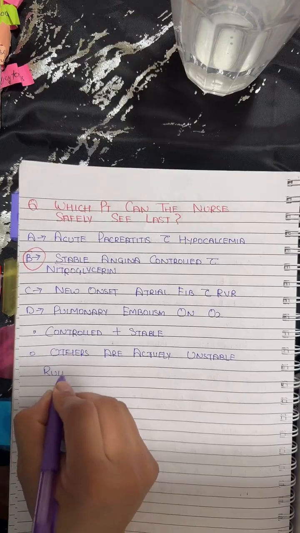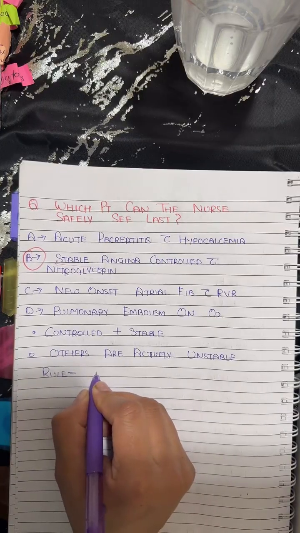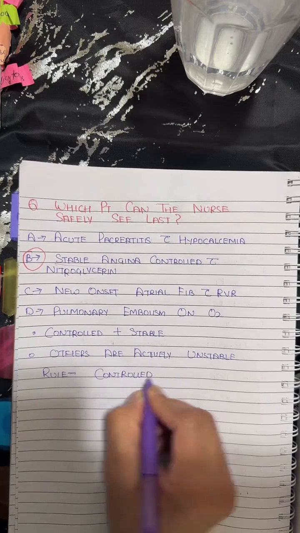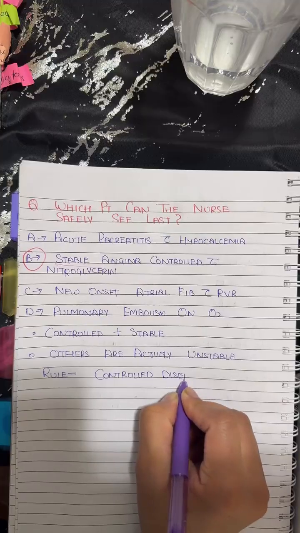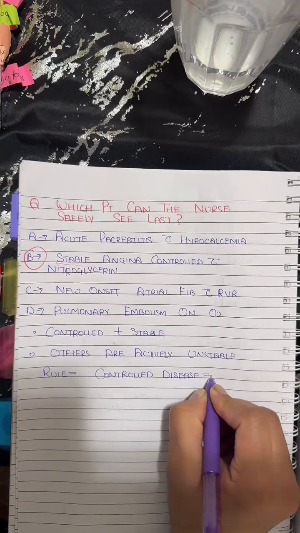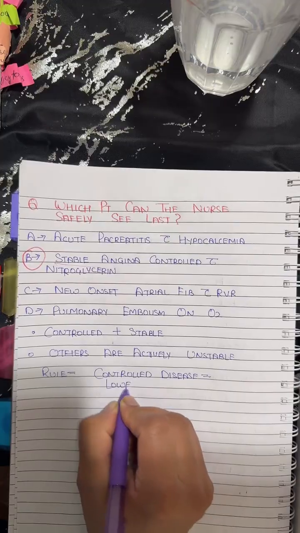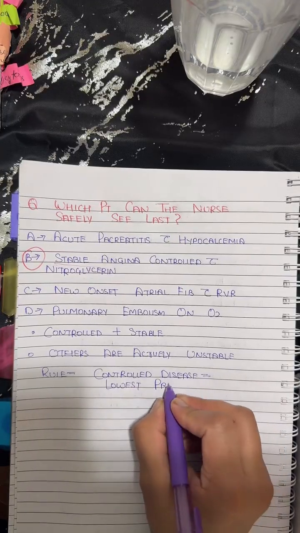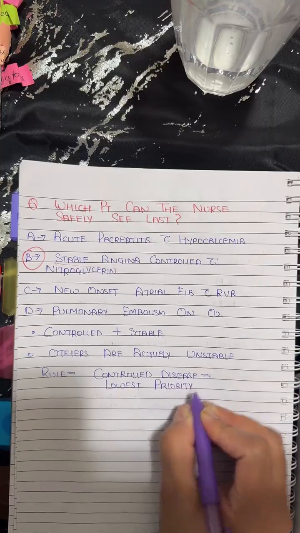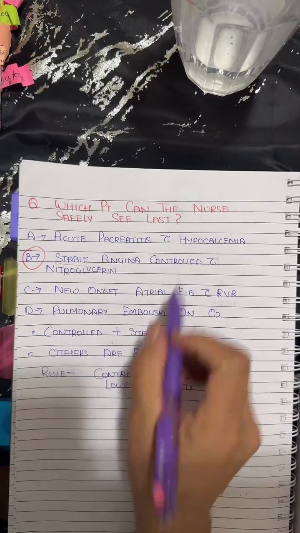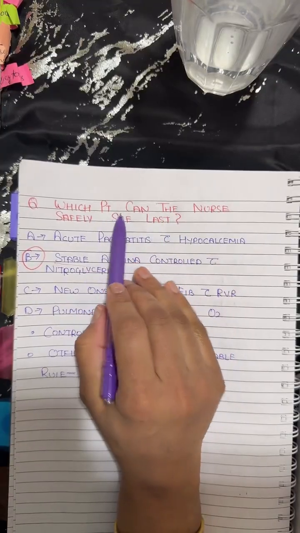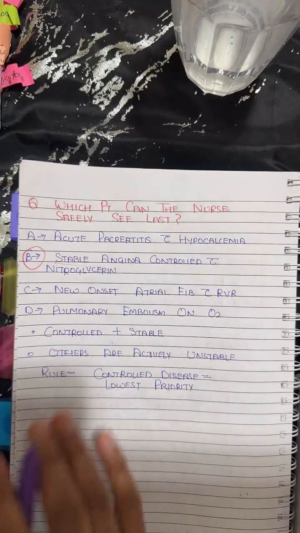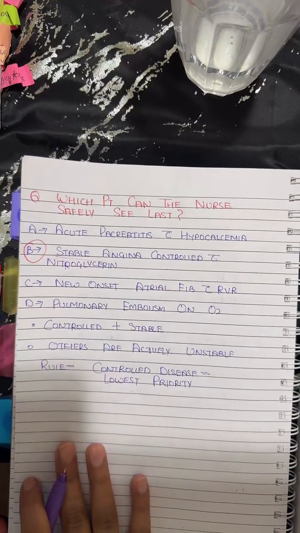So rule is equal to controlled disease is equal to lowest priority. First would have been C. Priority. If the question is different, which patient can the nurse see first? Then what?